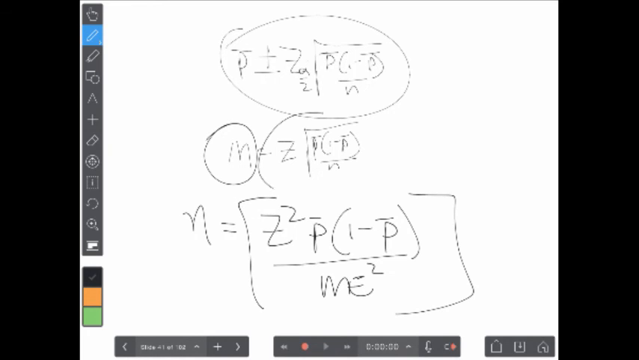Square this side, you get rid of the square root sign, so the Z becomes Z squared, but then p bar times 1 minus p bar over n comes out of the square root. When you make n the subject of the formula, we end up bringing the margin of error to the denominator on the other side, and we would get that as our formula. So there you go. That's how you would actually find the sample size involving proportions.